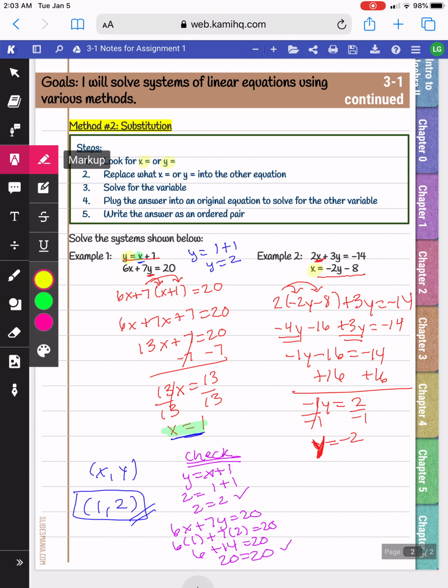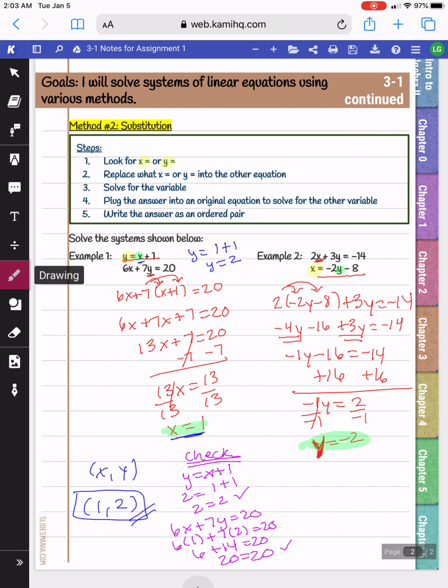Now that I have my answer for y, I can replace y with negative 2 in the original equation. So that original one that I used, the x equals, I can replace the y that's here with negative 2 now. So instead of x equals negative 2y minus 8, I'm going to do that down here. I have x equals negative 2 times negative 2 minus 8. Now if I work it out, negative 2 times negative 2 is 4, and 4 minus 8 equals negative 4. So my solution, if I write it as an ordered pair, would be negative 4, negative 2, because those were my answers for x and y.